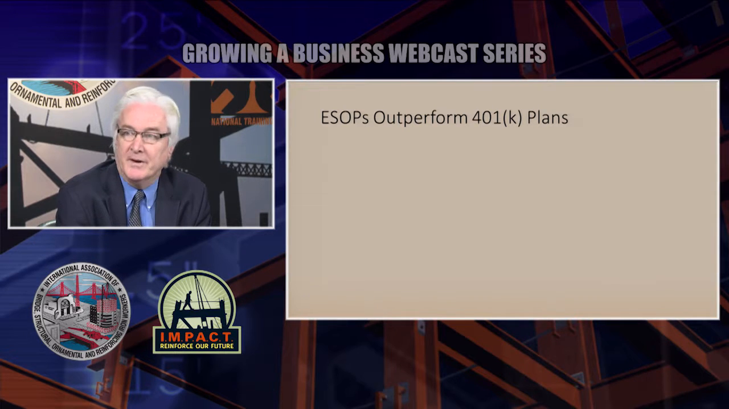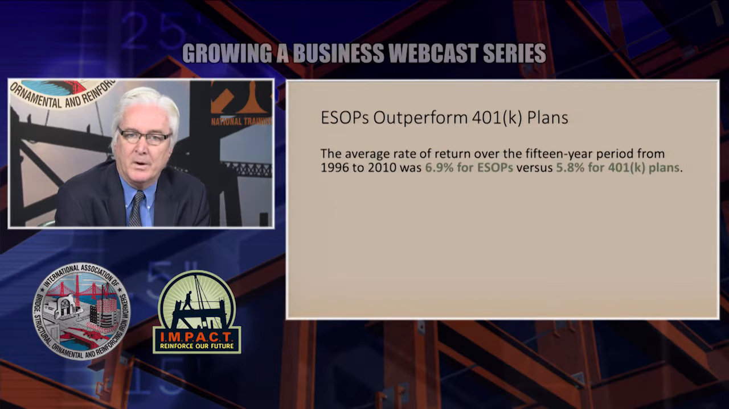Or in the best of circumstances, and I think we're talking about that in part here, they should be participating in a defined benefit plan. You don't want to have all your retirement assets tied up in the stock of just your employer. However, that idea is clearly a very good one. The average rate of return over a 15-year period from 96 to 2010 was 6.9% for ESOPs versus 5.8% for 401k plans. This obviously covers the period of the financial recession, and you really can't do much to influence the return of your 401k plan.